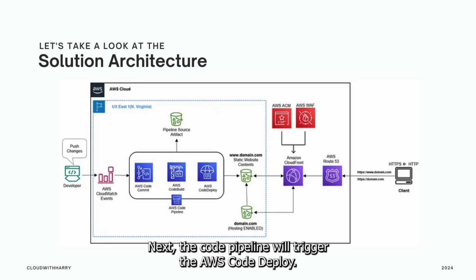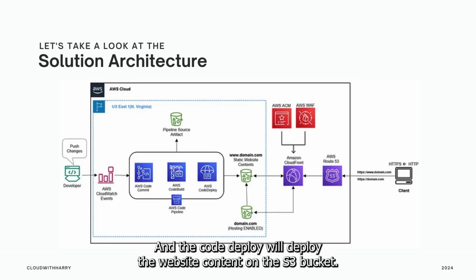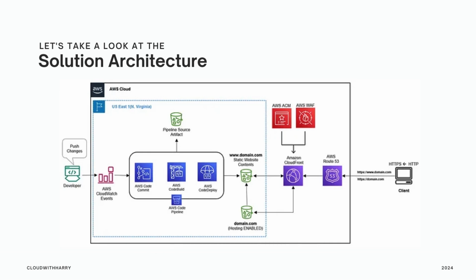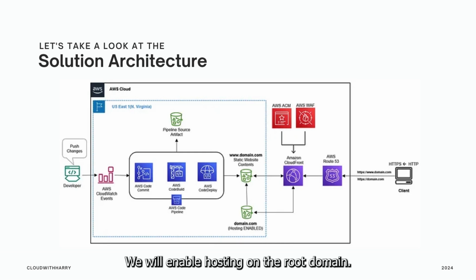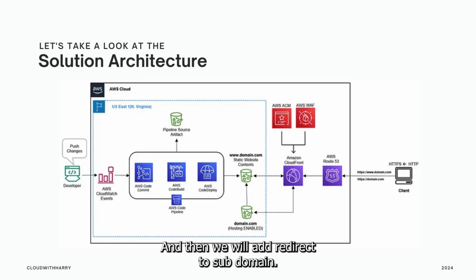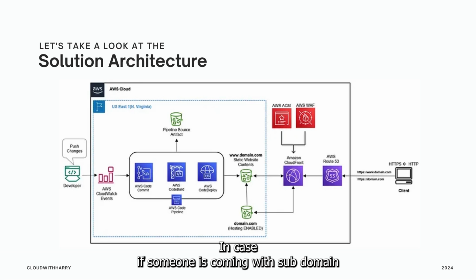Next, CodePipeline will trigger AWS CodeDeploy, and CodeDeploy will deploy the website content on the S3 bucket. Here you can see that we have two S3 buckets, one for the root domain and another one for the subdomain. We will enable hosting on the root domain, and then we'll add a redirect to the subdomain in case someone is coming with the subdomain as their starting point to access our website.